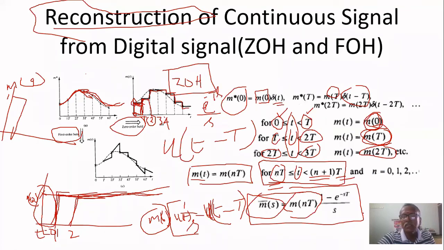So you can take s outside. You will get 1 minus e power minus st by s, which is the s domain representation of this zero order hold.